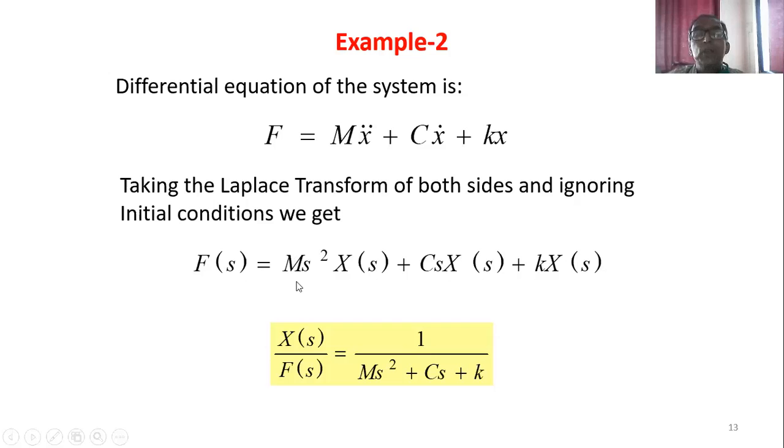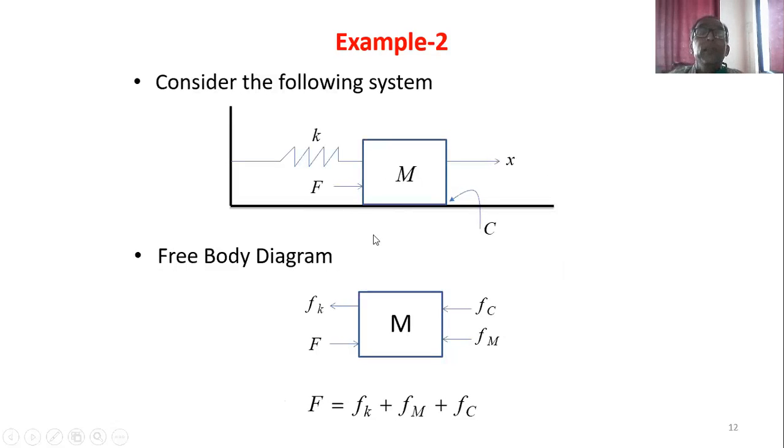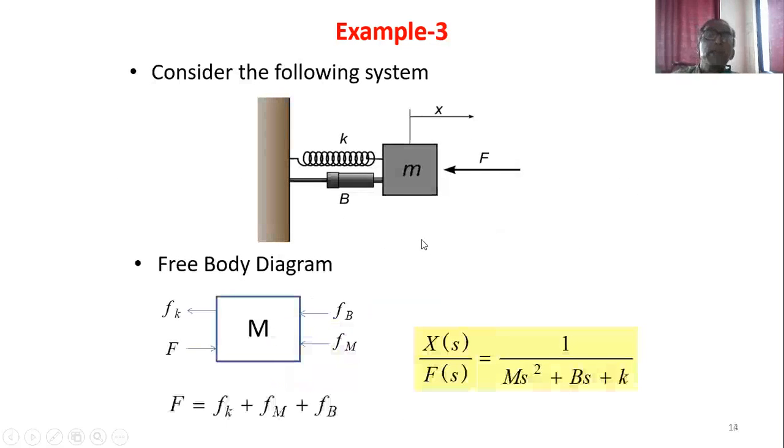Now if I take the ratio for transfer function, the ratio of output by input, X(s) upon F(s) will be equal to 1 upon ms square plus cs plus k. So this is the transfer function of this spring mass dashpot system. This is how we can derive the equation of motion, and then we can get the transfer function in Laplace domain of a given spring mass dashpot system. Let us take one more example.